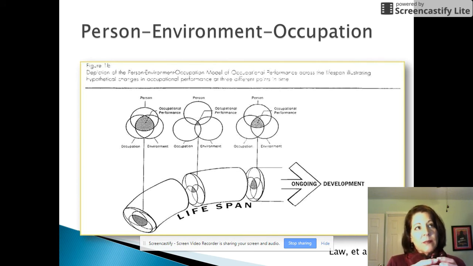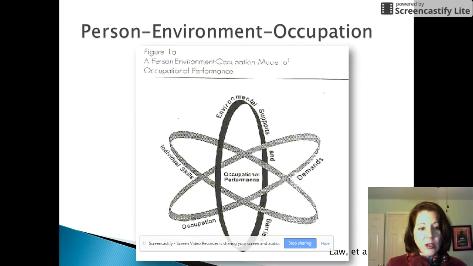It doesn't separate them out in terms of occupational function. It says all three are coordinating together. And if any one of them is skewed in any way for any reason, then these items are not going to fit together. And we'll talk about that a little bit more as we go on.